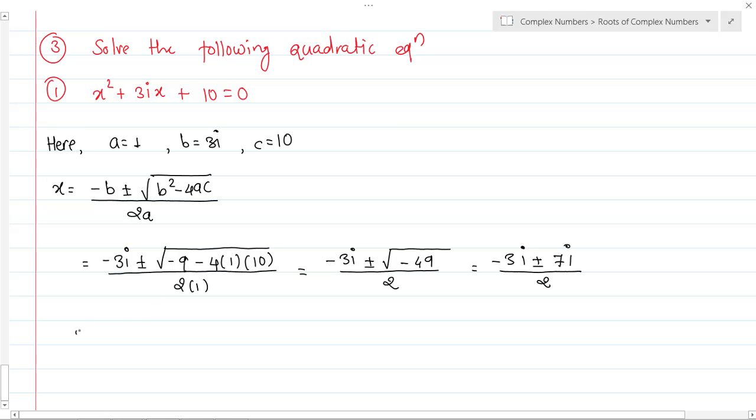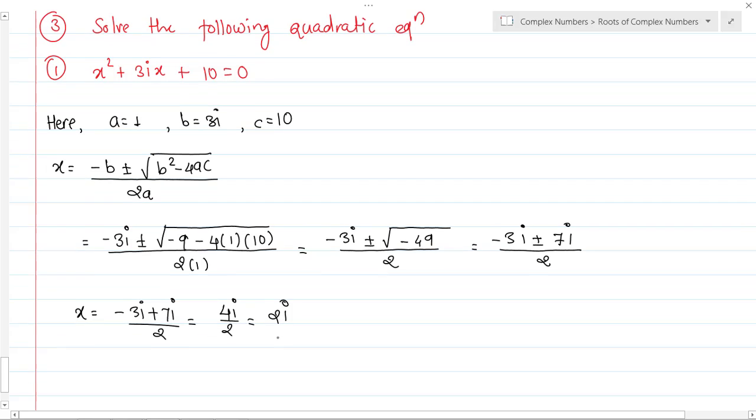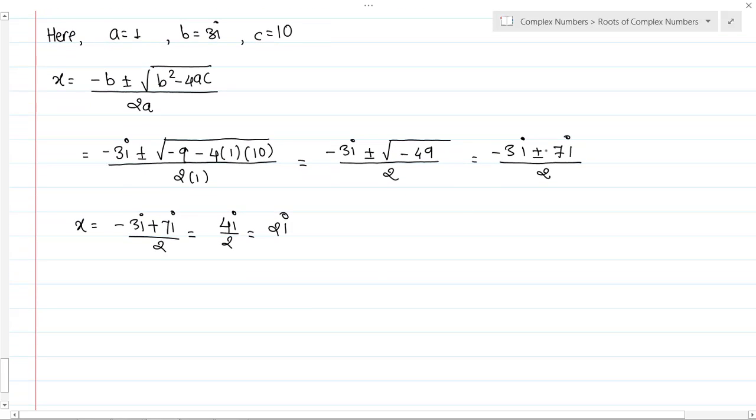So what are the values of x? The first value of x is minus 3i plus 7i by 2, which is 4i by 2, which is nothing but 2i. Okay, so this is the first value of x. For the second value, you substitute the negative sign. So the second value is minus 3i minus 7i by 2, which is minus 10i by 2, which is nothing but minus 5i. So these are the two values of x. This is my answer for this question.